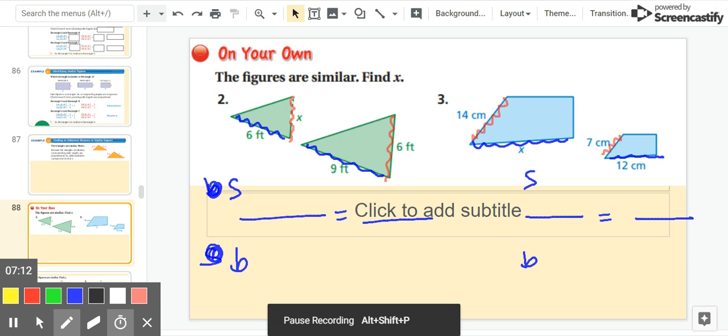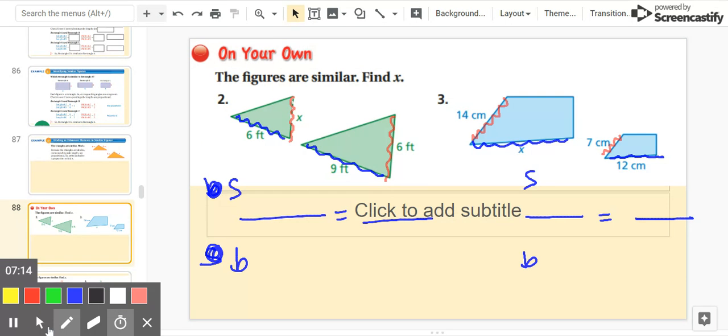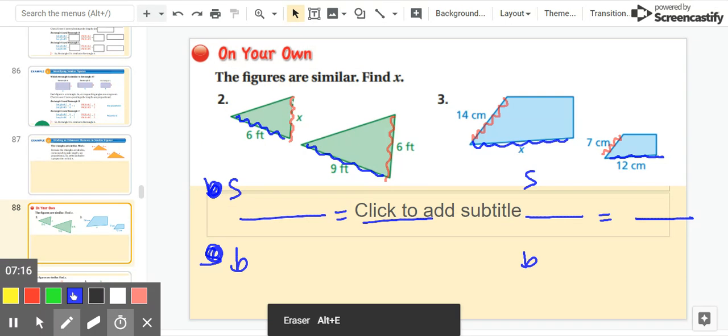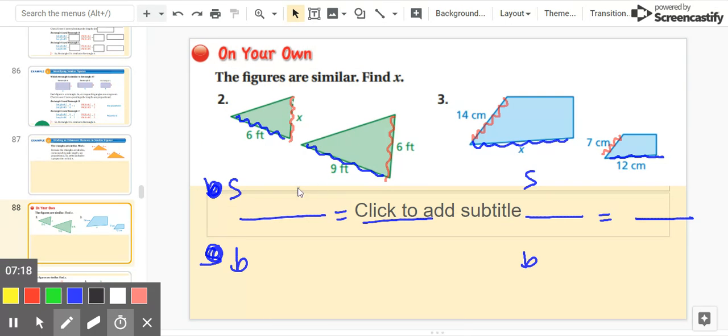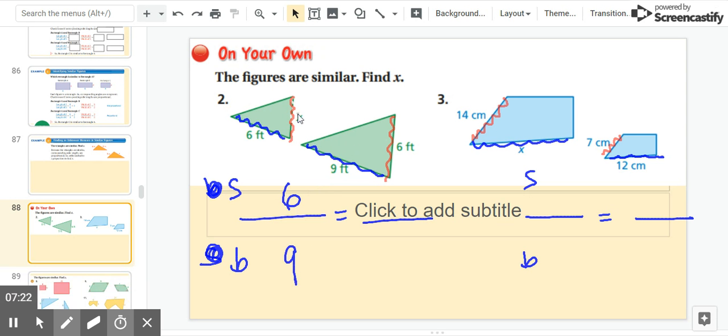All right, we're going to go over this together. So the smaller one, corresponding sides 6, and the bigger one 9. And we have the smaller one pink. It is x to 6. So you do cross multiplication, which is 9x is equal to 36. x is equal to 4 feet.